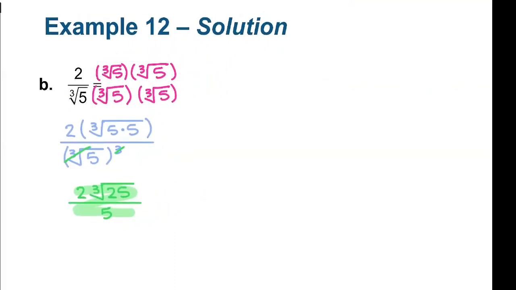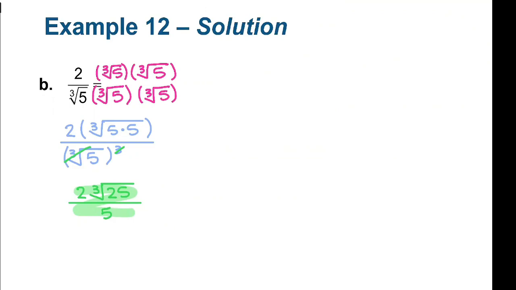Ms. Glick, why did you multiply the denominator by both sides twice? Because your index is 3. So when you rationalize that denominator, you want a total of the multiplication of that term 3 times. Okay, thank you. You're welcome.